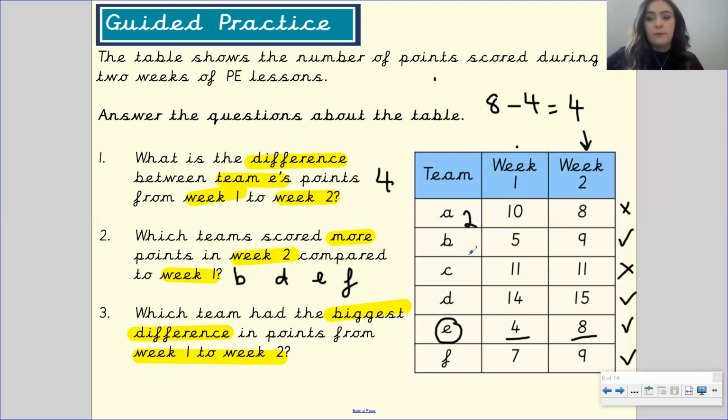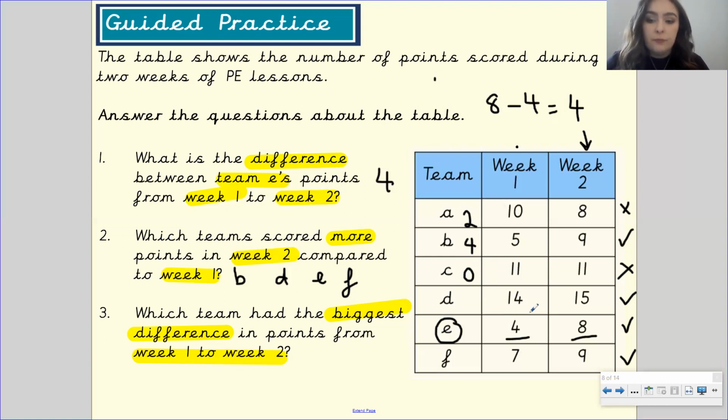What's the difference between 5 and 9? Well done, it's 4. The difference between 5 and 9 is 4. You add 4 to 5 to get to 9, or you take 4 away from 9 to get to 5. And let's have a look at C. What's the difference between week 1 and week 2? Zero, it stayed the same. Okay, let's have a look at D.